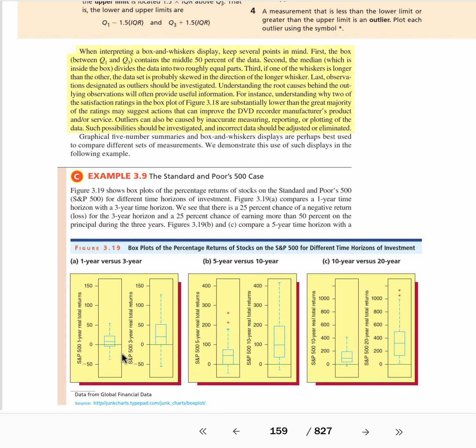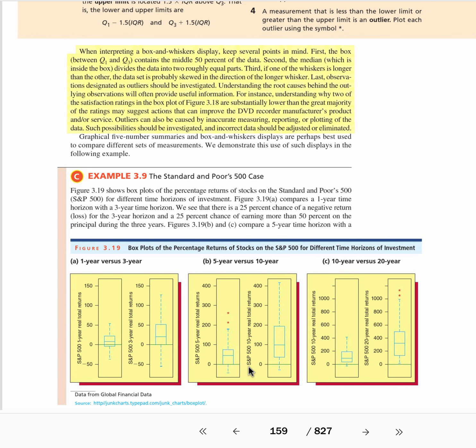And you can tell, for example, that you can see that there is a 25% chance of negative return, or what is called loss, for the 3 years horizon. And there are also 25% chances of earning more than 50% on the principal during the 3 years. So this is how you can describe the first plot.